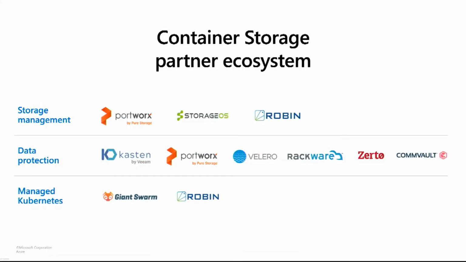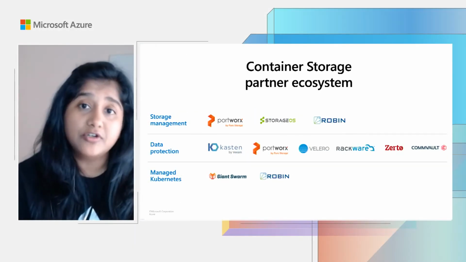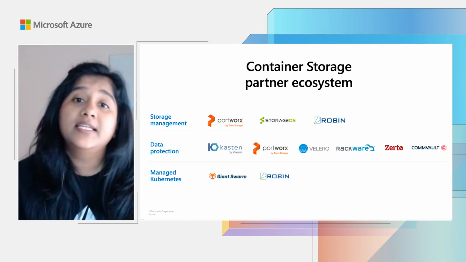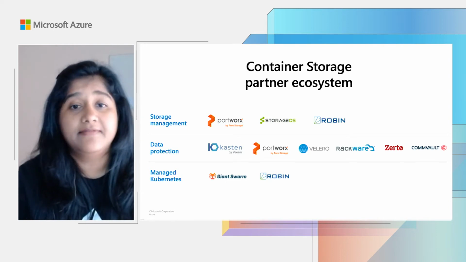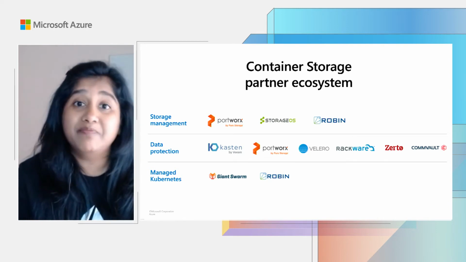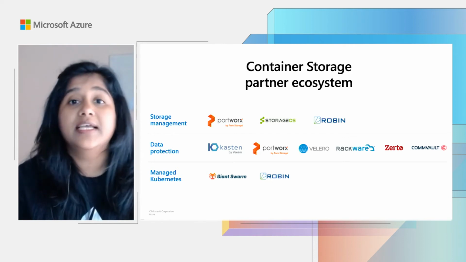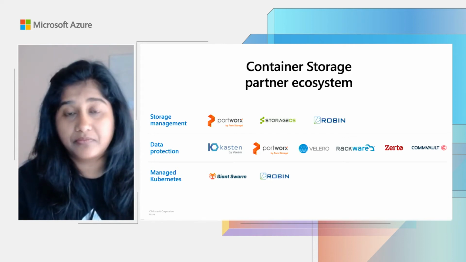Now that we've seen how Azure Storage can be used in Kubernetes in action, let's learn about the partner ecosystem. We work with a number of different partners on Azure that integrate with Kubernetes as well as Azure Storage. These include storage management partners like Portworx and StorageOS, data protection partners including Kasten, Valero, and Rackware, as well as managed Kubernetes providers like GiantSwarm and Robin. Now let's learn about web and mobile applications. Back to you, Vamshi.